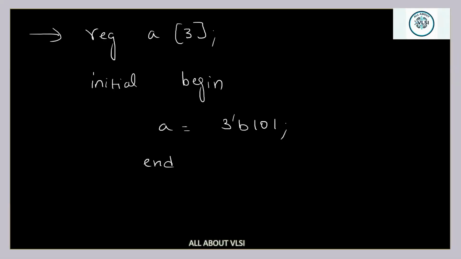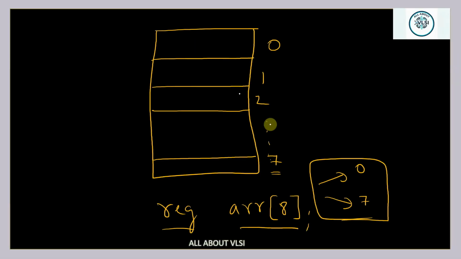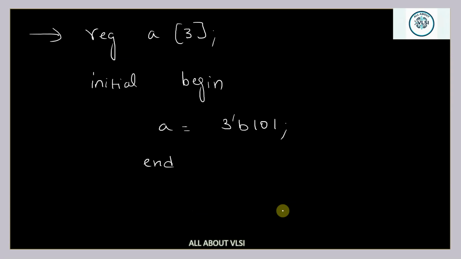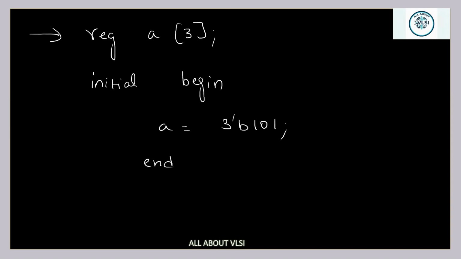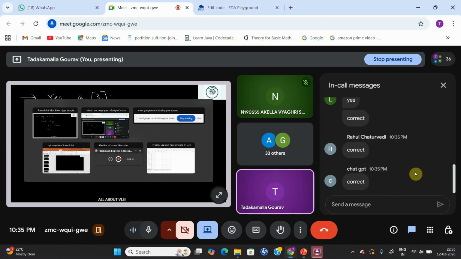You can represent LSB to MSB or else you can represent the number of locations you want. Both are acceptable. Or reg ARR of 0 to 7. This is also acceptable and this is also acceptable. Now coming to my question. Is it correct or wrong? I got one answer only. What about the remaining people? The piece of code which I have written, is it correct or wrong? Yes or no?